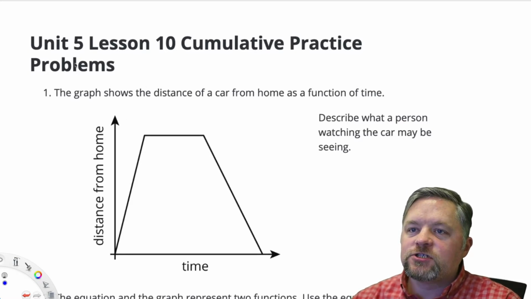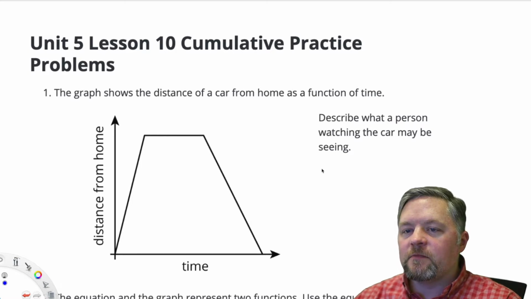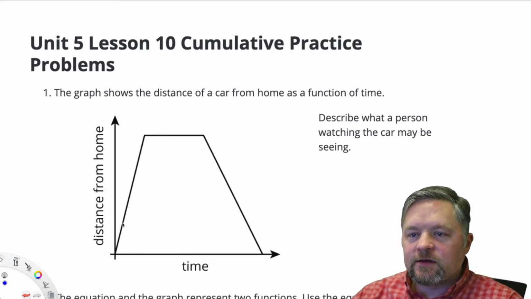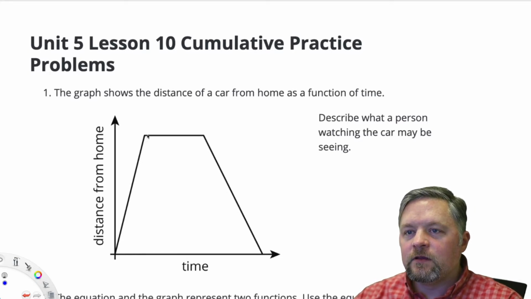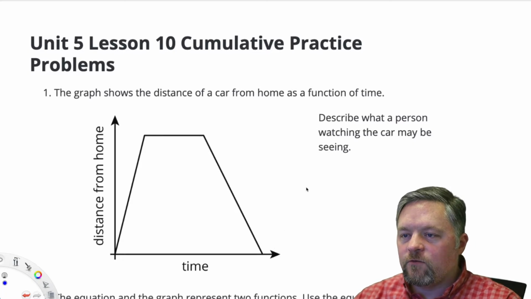Okay, first question here says the graph shows the distance of a car from home as a function of time. Describe what a person watching the car may be seeing. So, the car's getting further away from home. Staying the same distance away from home. Getting closer and closer. I would say somebody drove to work, stayed at work, drove home.